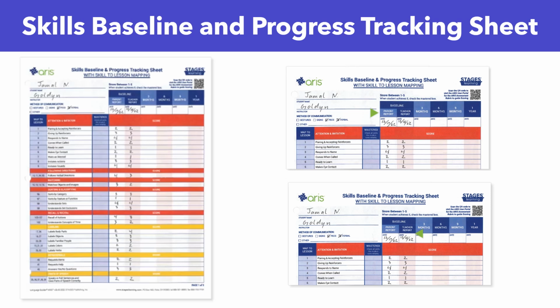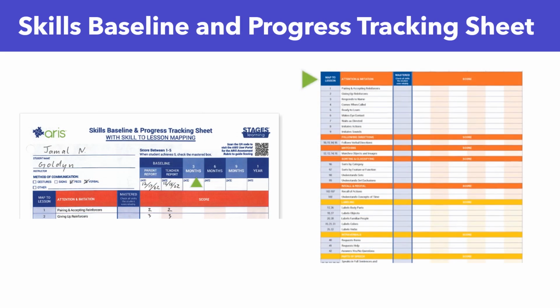On the sheet, you will notice that there is one column for the parent to record their observations of the student's skills, and there's a separate column for the teacher to independently record their initial observations. The next four columns are designed to record periodic observations of the student's emerging skills and track the student's progress through the program. You will also note that this sheet is divided into sections corresponding with the ARIS content.